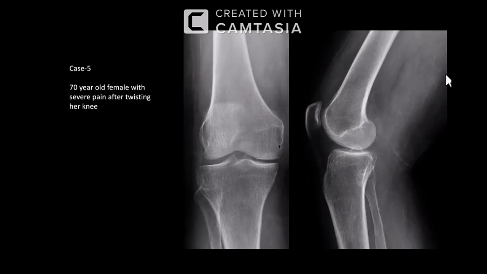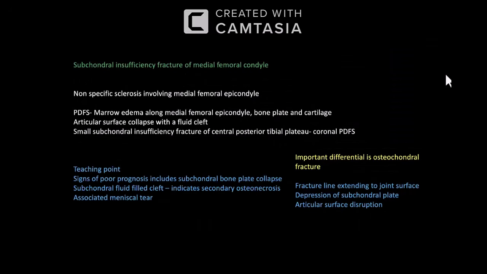Even though the edema could not be appreciated that well on a radiograph, probably you can give a differential: osteochondral fracture versus subchondral insufficiency fracture. So an important differential is the osteochondral fracture. The fracture line will extend to the joint surface, with depression of the subchondral plate, and there will be an articular surface disruption. So in our case, none of this is there.